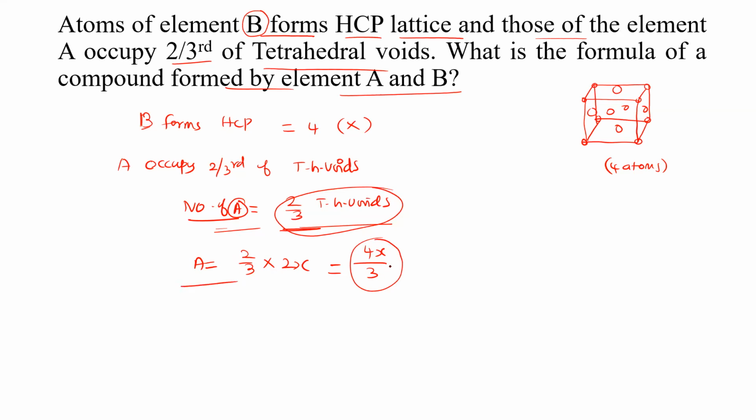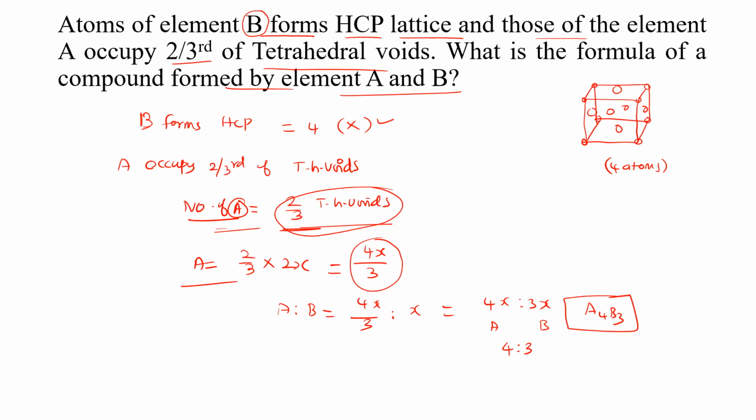Okay. So total A value is 4x/3. Then if you want to calculate the ratio A to B, 4x/3 is to x. We know that x value we have taken as x. Then what is the formula? 4x is to 3x. Consider this A, this is B. So in the ratio 4:3, we can get the formula A4B3. This is the formula of a compound. Is that clear or not?